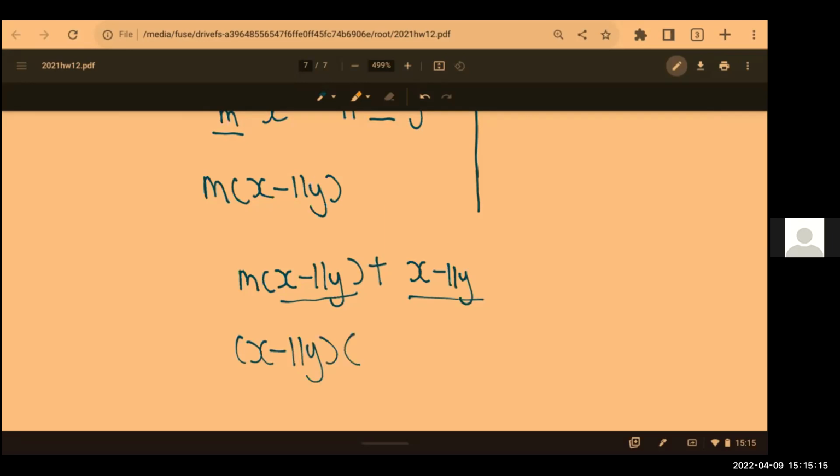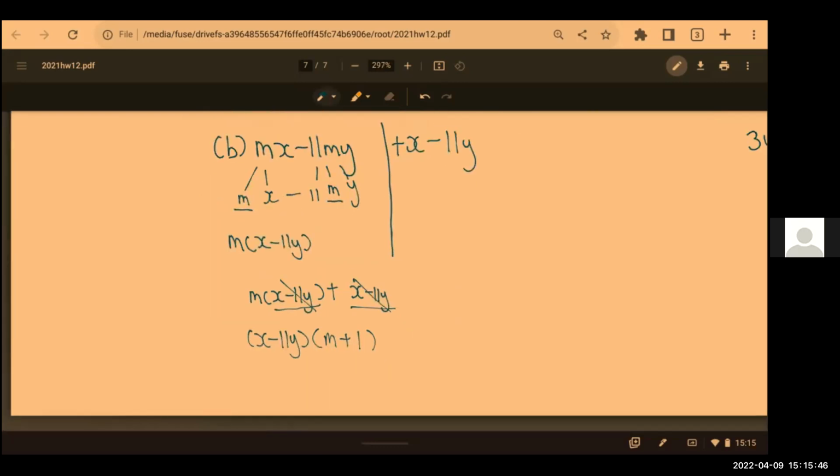So what's left after that? You have taken out the x minus 11y, so you need to cancel it. You are left with m, right? This is still there, right? Then what is here? Correct. You need to follow the steps. You have taken out the x minus 11y.